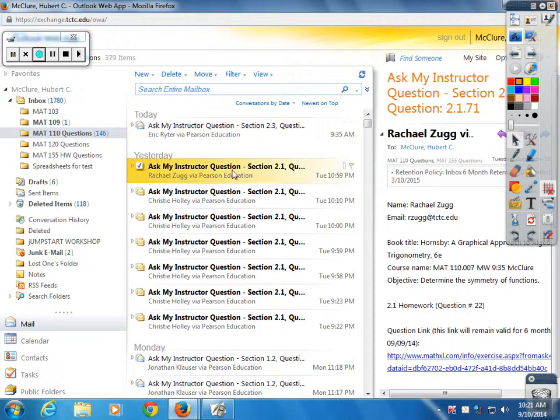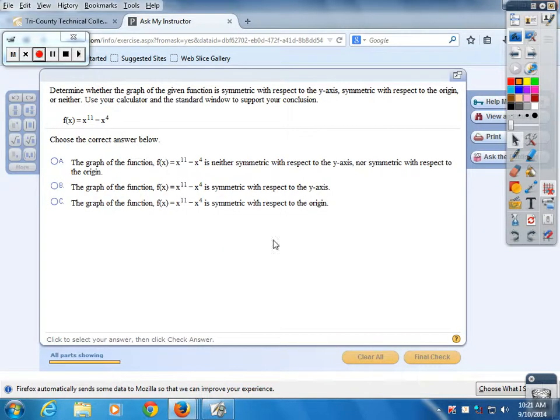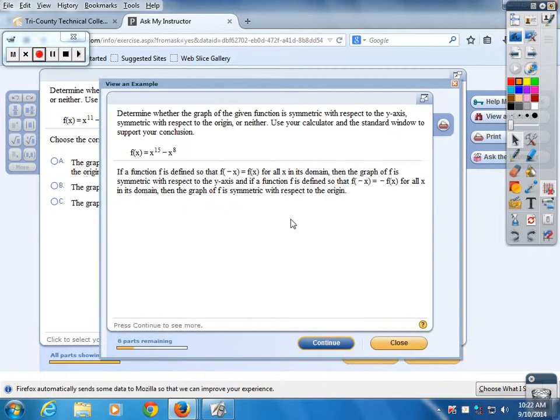All right, this is 2.1, number 22. Determine whether the graph is a function symmetric with respect to. All right, write that one down. Well, that could be a test question. I know. I got to write that yesterday.